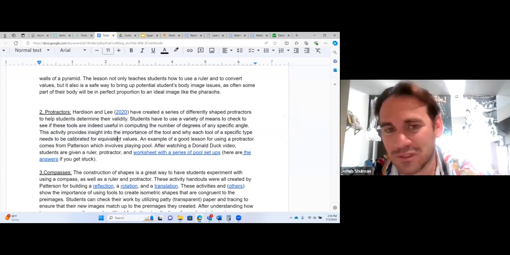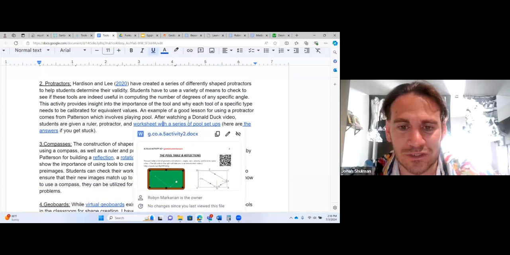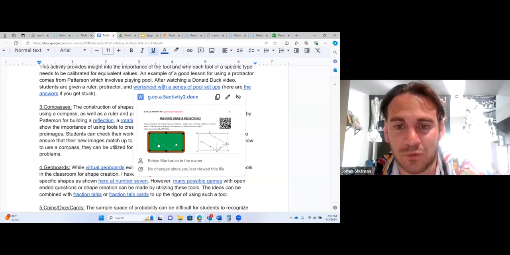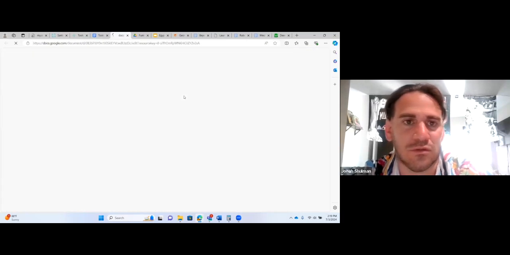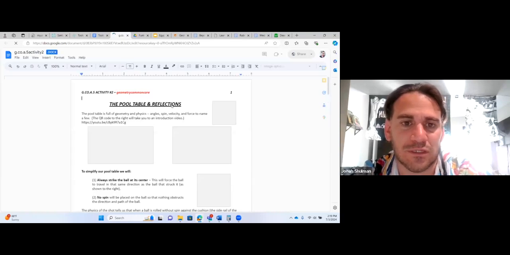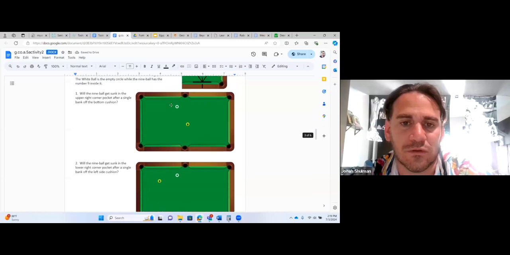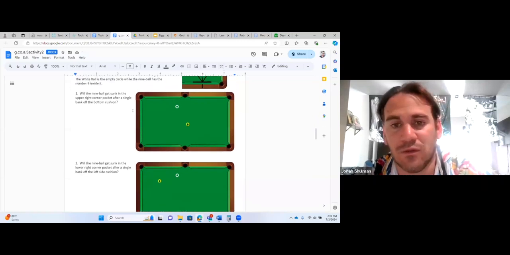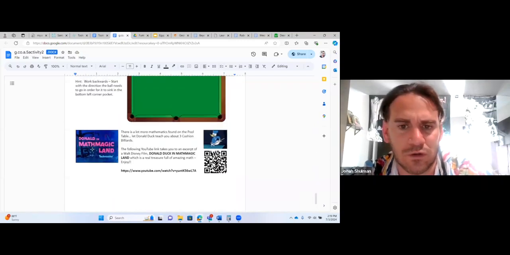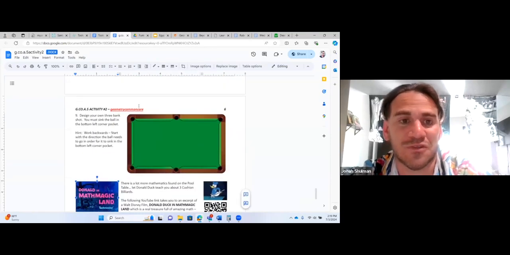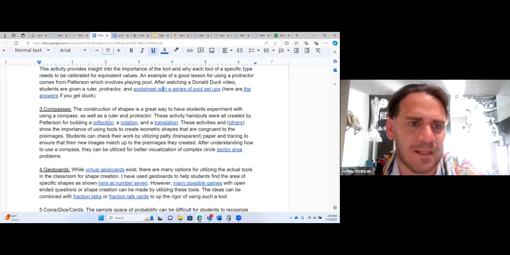The one that I always end up using to teach students how to use the protractor is the pool lesson, where students basically have pool setups and they have to see, using the protractor, if the ball is going to land inside the hole. And if you want, you can go and watch the Donald Duck video that shows it too, which is really cute for students.